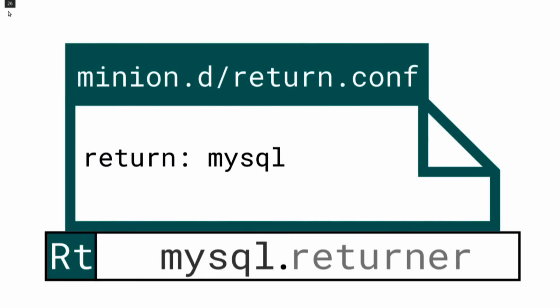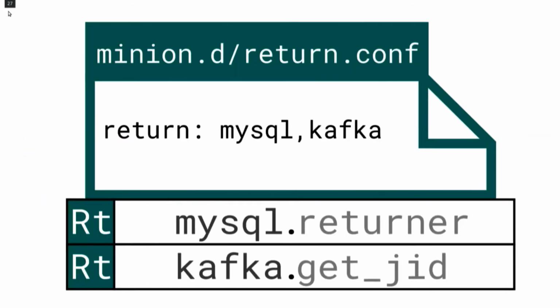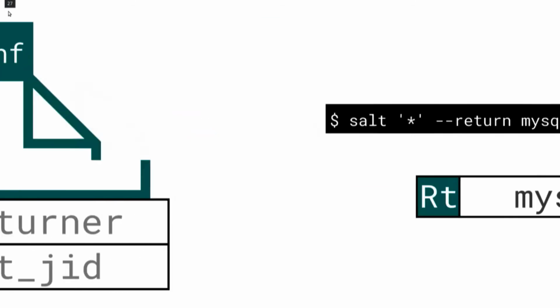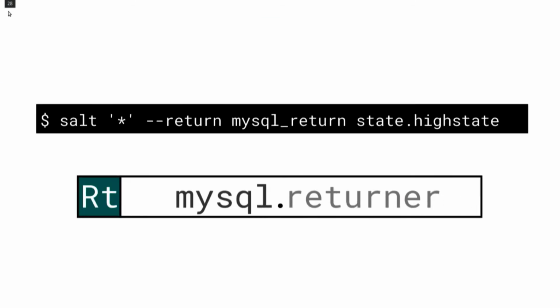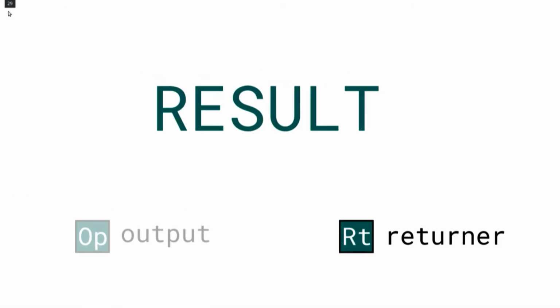So you can tell a minion to, by default, send everything to a specific module. Or, by default, send everything to 2 or 3 modules so that you can do different kinds of processing on the results. Or you can override it ad hoc on the command line saying, just this result, send it here for storage or analyzing. So that's all I want to say about the modules.